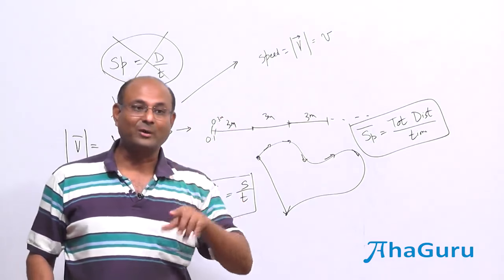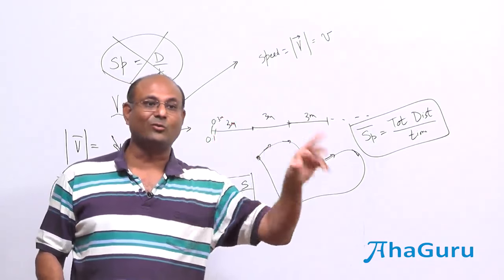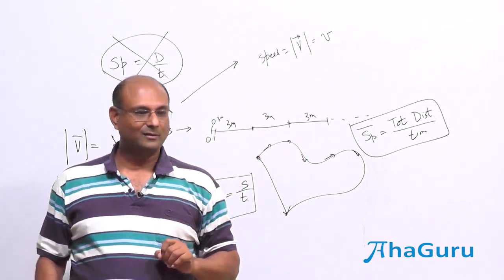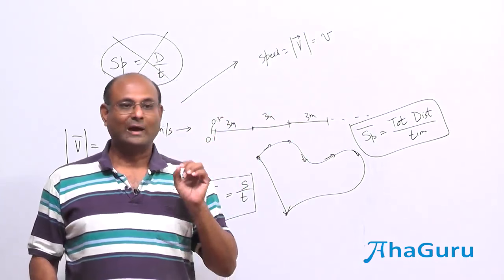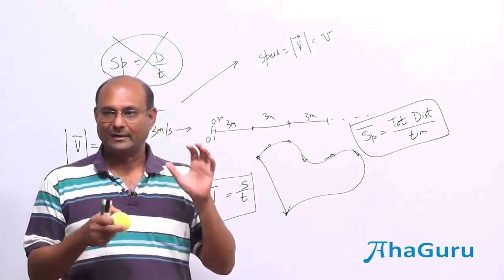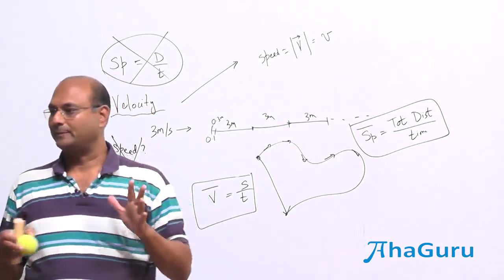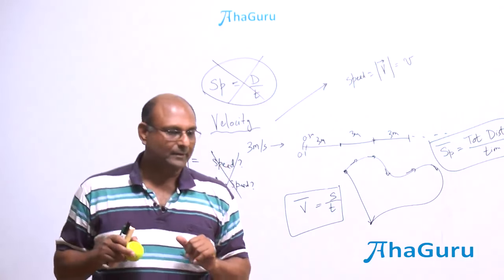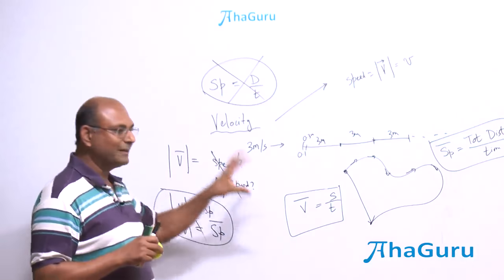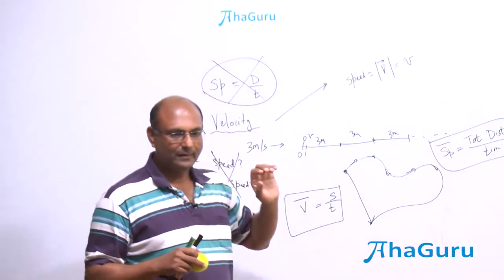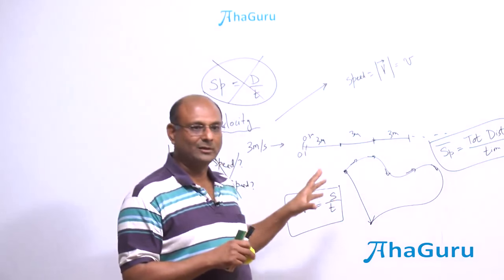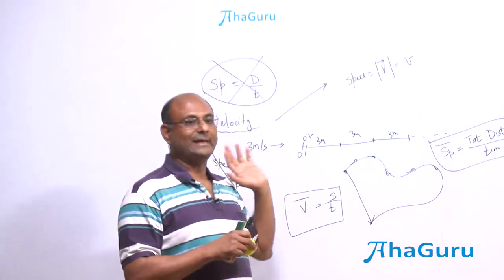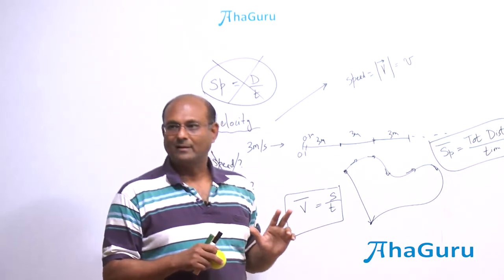But when you go back home, your average velocity magnitude will become 0. Okay, so average velocity magnitude is not average speed. So you have to keep that in mind. Now, we are going to focus on average velocity and average speed for now. Later we will come back and worry about instantaneous velocity and instantaneous speed.